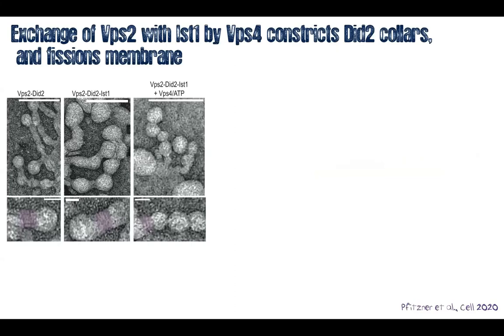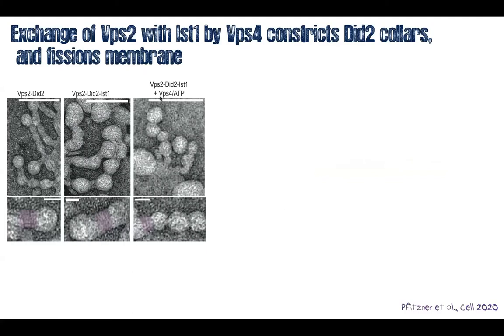and whether the addition of the D2 IST1 complex would fission membrane. So we just added VPS2 D2 to vesicles, and that created tubules that have somehow constricted necks. And the addition of IST1 did not really trigger a difference in shape. I hope you can see from here and here the helical coat of VPS2 D2.